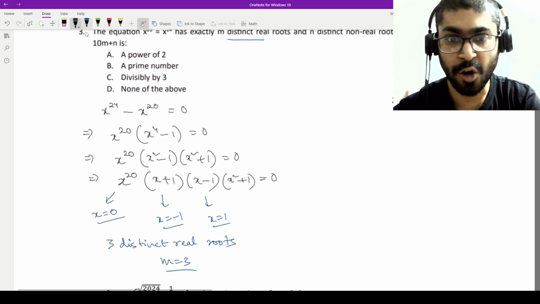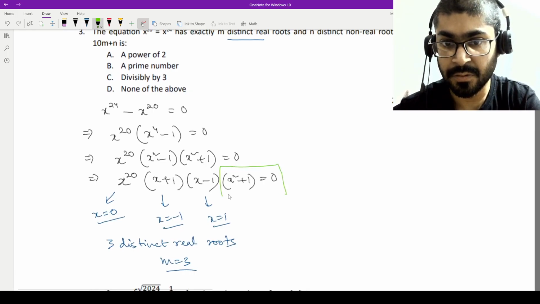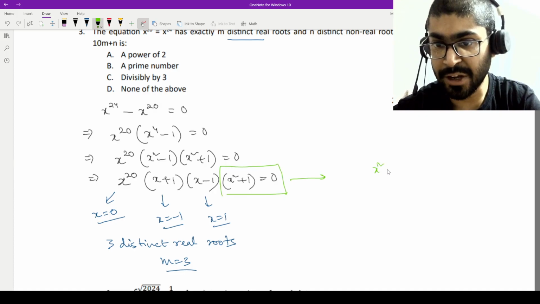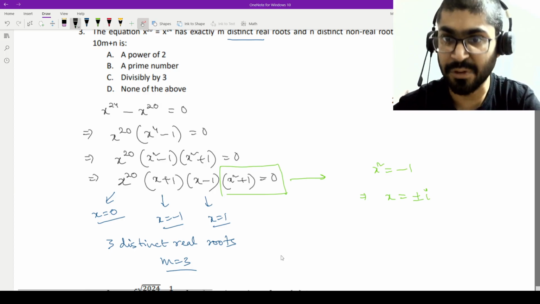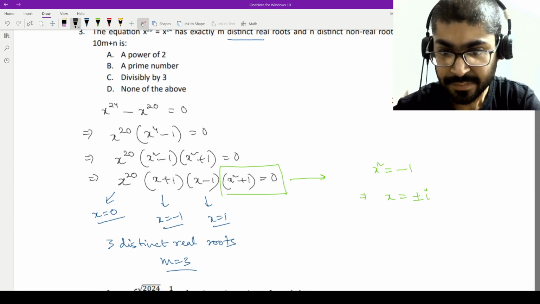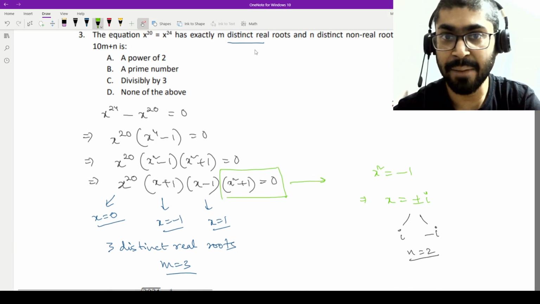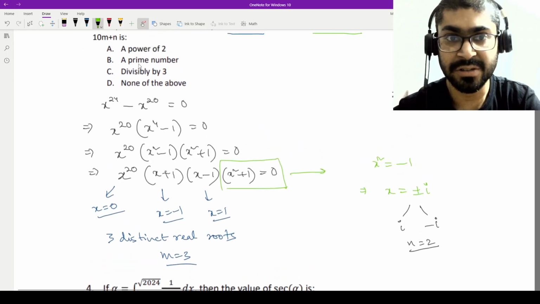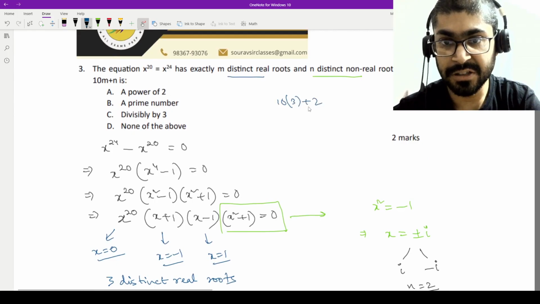Now let us look at the non-real roots. For non-real roots, we would look into this portion, right? x square plus 1 equal to 0 means x square equal to minus 1. This means x equal to plus minus i, taking help from the concept of complex numbers. Now again there are two unique roots, i and minus i. So two unique non-real roots means n equal to 2. So we have m equal to 3 and n equal to 2. Now 10m plus n, what does this become? 10 into 3 plus 2, this becomes 32.